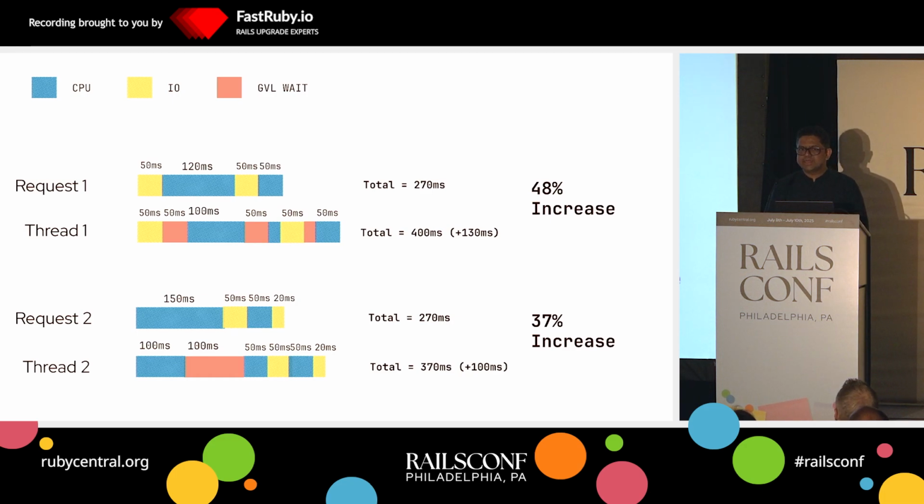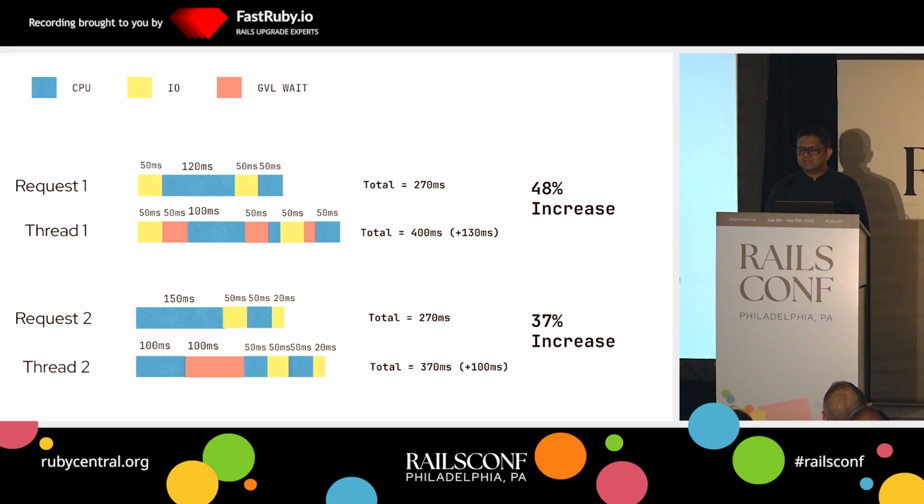This is a GVL tax. And it's not a theoretical problem. It has driven major real-world architectural decisions. For instance, the Rails team lowered the default Puma threads from 5 to 3, directly citing this latency impact.